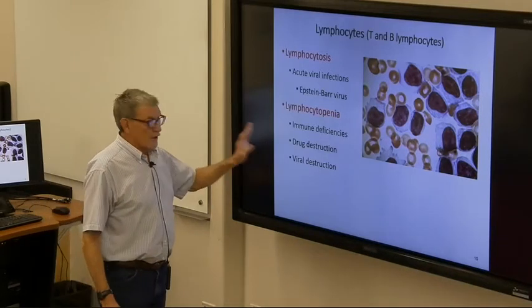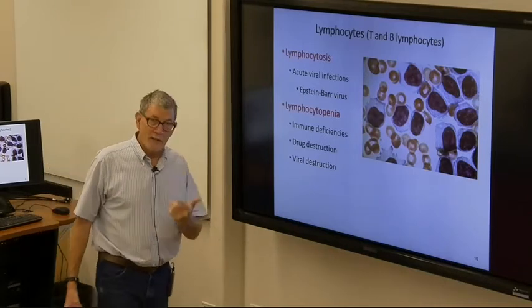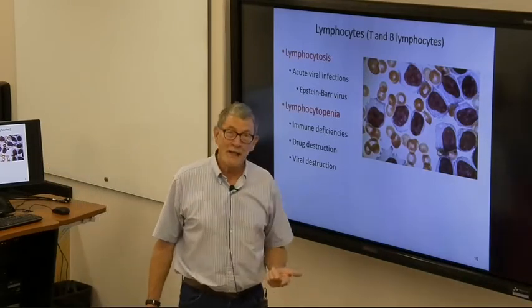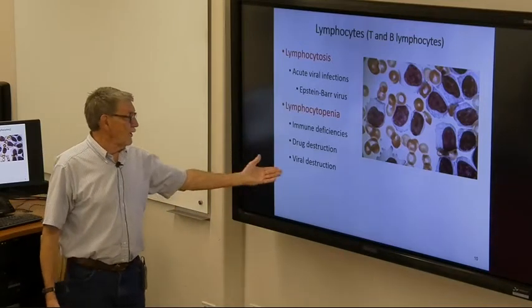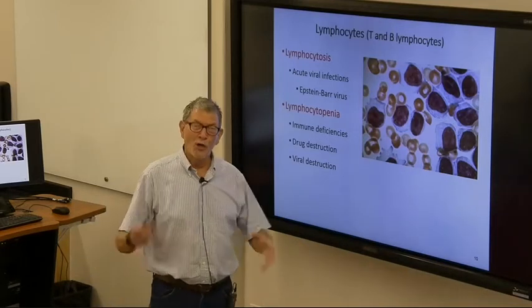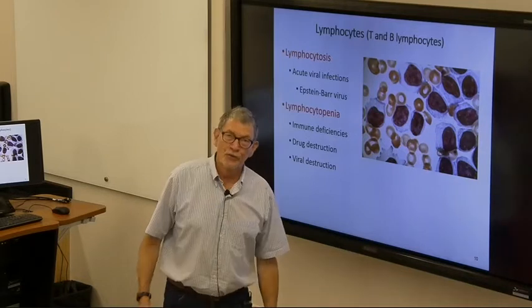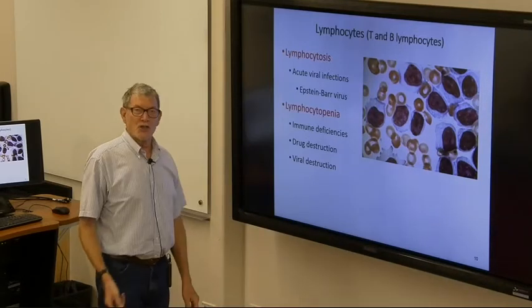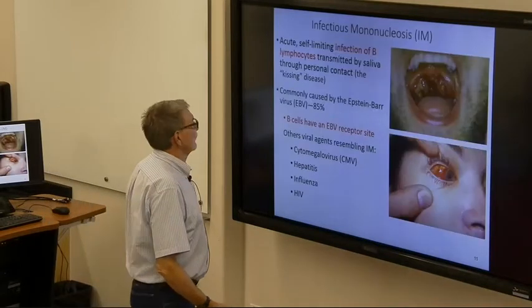Lymphocytopenia, not enough of them. They can be damaged. You can have a lymphatic lymphoma, lymphatic cancer, immune deficiencies, or if the virus is actually, especially Epstein-Barr, which actually gloms onto the B cells, actually causes destruction of those B cells.